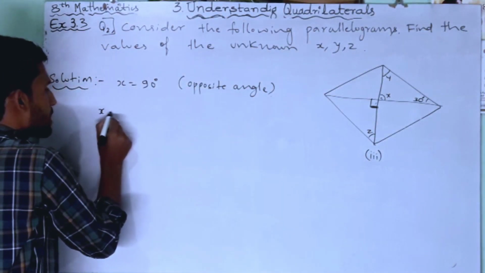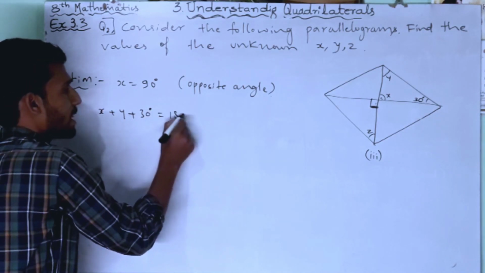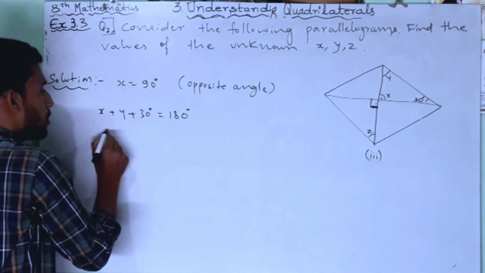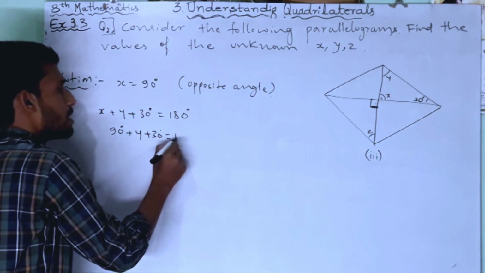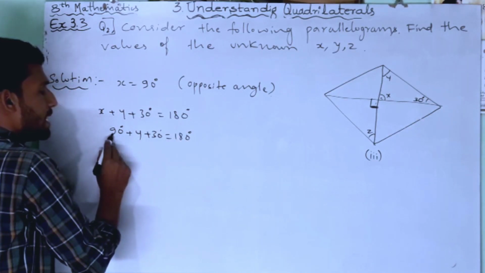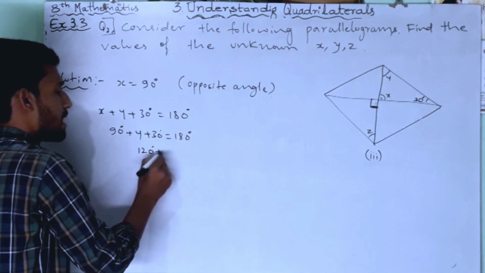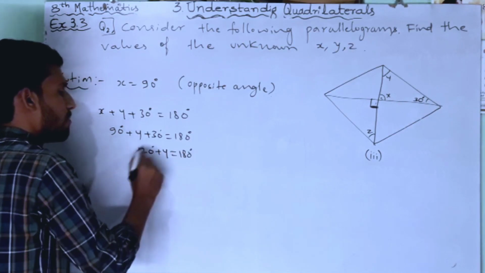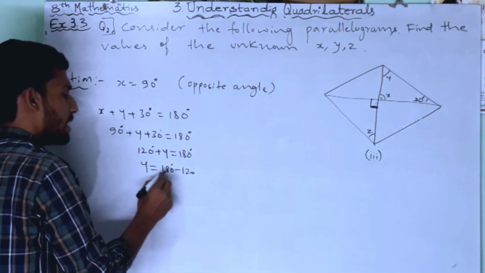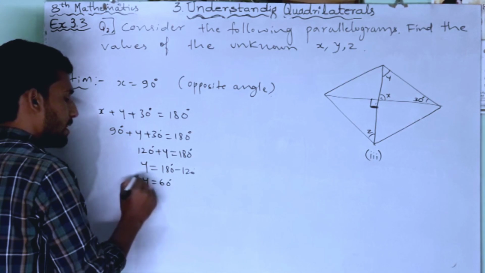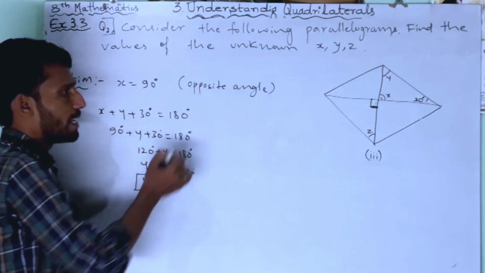Now the total sum of angles of a triangle is 180 degrees. We can write X plus Y plus 30 degrees is equal to 180 degrees. The X value we know, that is 90 degrees plus Y plus 30 degrees is equal to 180 degrees. When we add 90 plus 30, we get 120 degrees plus Y is equal to 180 degrees. When we transpose, Y is equal to 180 degrees minus 120 degrees. Y is equal to 60 degrees.